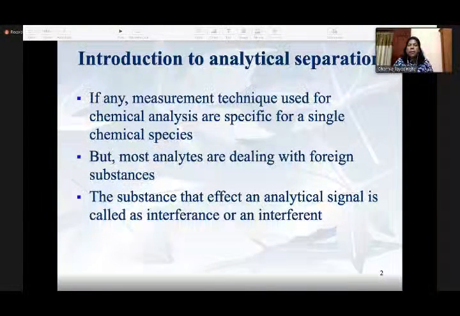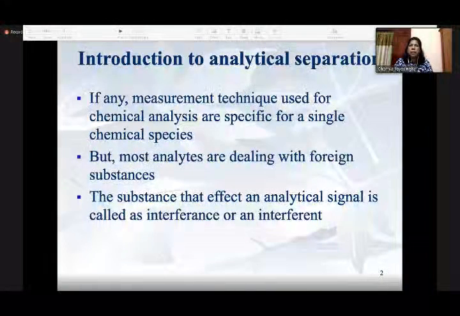If any measurement technique used for chemical analysis is specific for a single chemical species. Normally when we do chemical analysis, in food analysis, there are many analyses we carry out. Up to now you have done fat analysis and moisture analysis, and I think next week you will do protein analysis, right? So you know that different chemical analyses are going on, but we are targeting only one single chemical species. In the moisture determination, you targeted only the moisture, the H2O molecule.